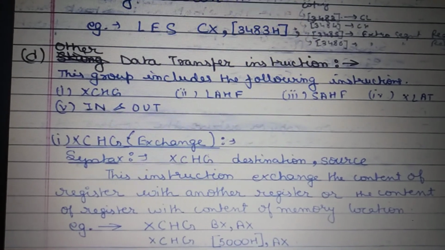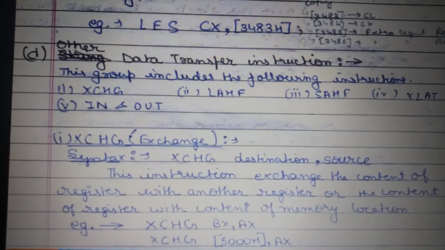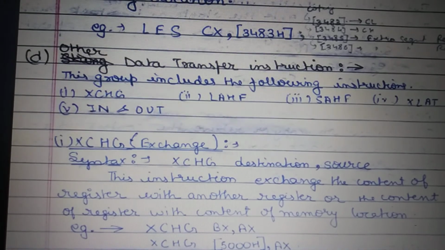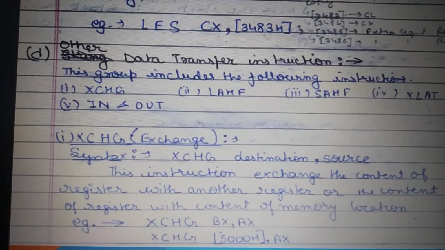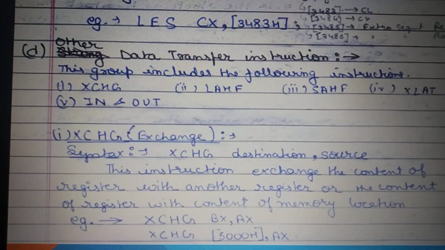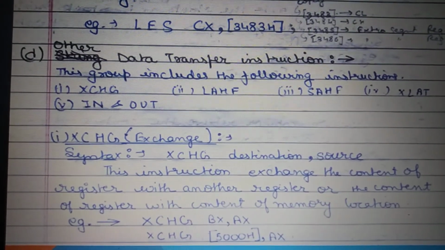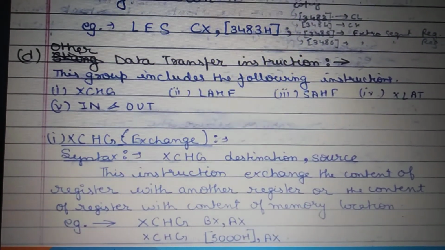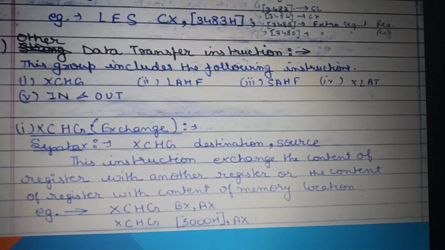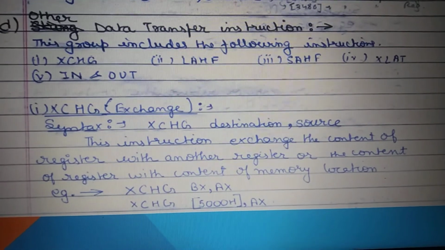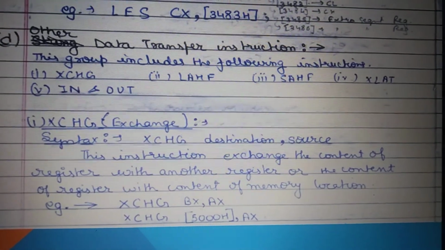So we have to save the content of the destination register initially. For that purpose, the content of destination is transferred to the temporary register. Then source content is transferred to destination, and the temporary register's content is transferred to source. For example, XCHG BX, AX. It will exchange the data of BX and AX.